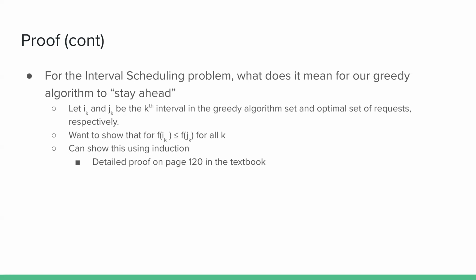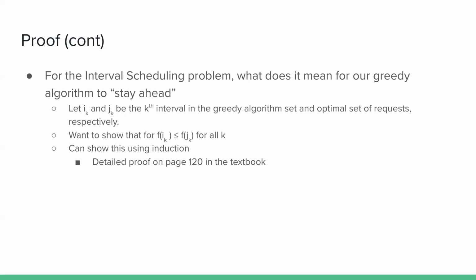So that's what we've defined as staying ahead: the kth interval in our solution is always going to finish before the kth interval in the optimal solution. That's what we've defined as staying ahead. Does that make sense to everybody? Awesome. And then we're going to prove this using induction.